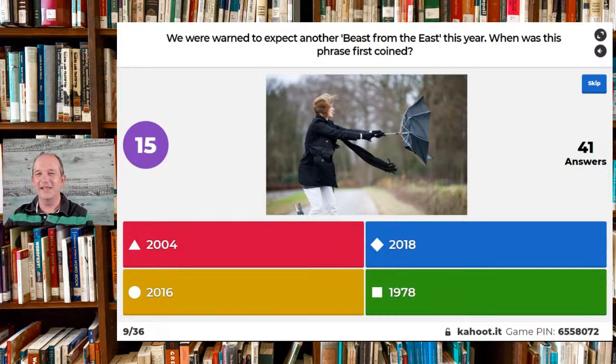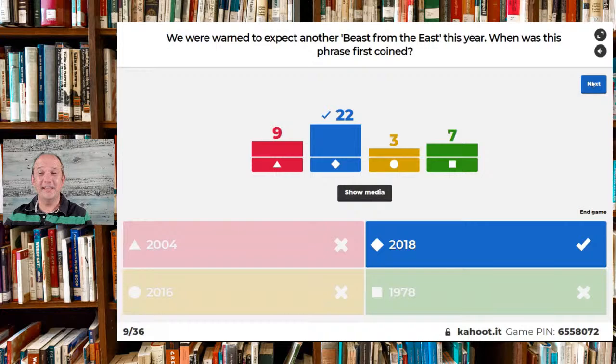2004 for the Beast from the East. 2018, 2016 or 1978. Seems like he's been around for ages, doesn't it? So what's the correct answer? And the correct answer is 2018. It's only about 3 years old now. It's not that old, the idea of a beast from the east. So 2018's the first one.